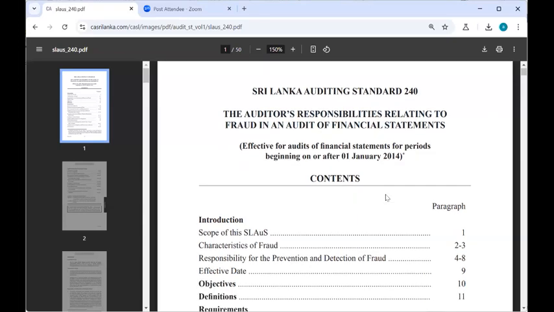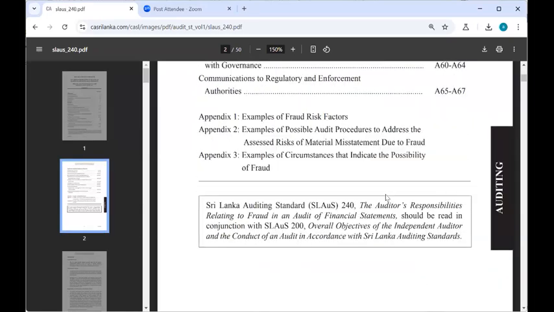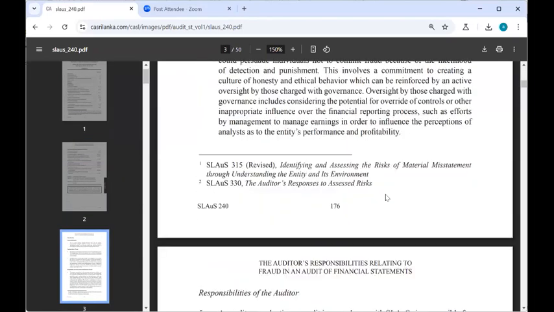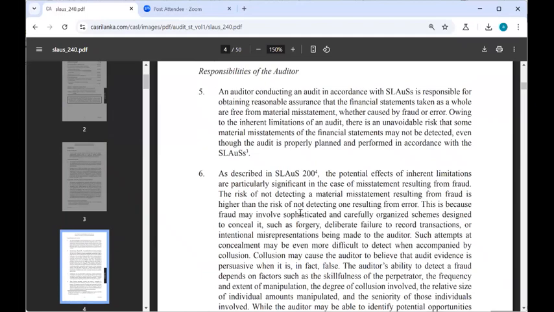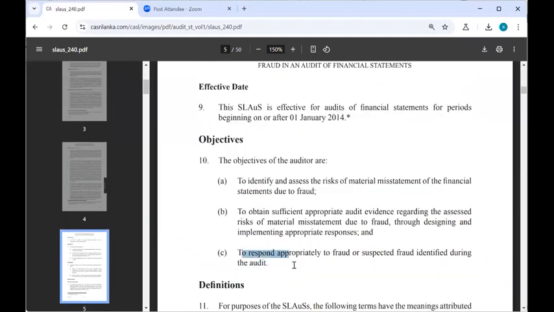So in Sri Lanka, the global standard is like this. You go down here to respond appropriately to fraud or suspected fraud. Can you see? So here, what they say is if you detect a fraud indicator, or if you suspect fraud, of course, just seeing a fraud indicator does not mean that you suspect fraud.